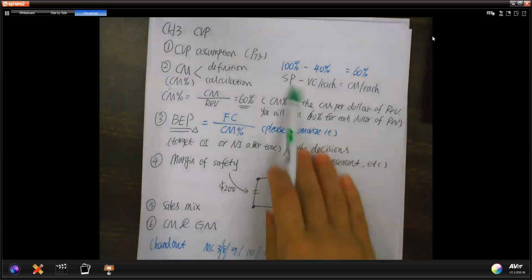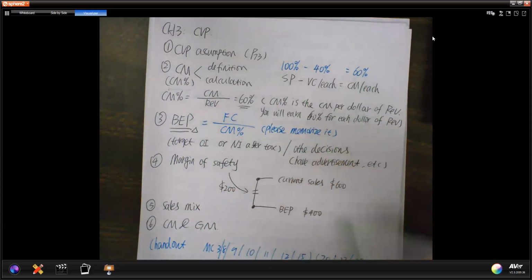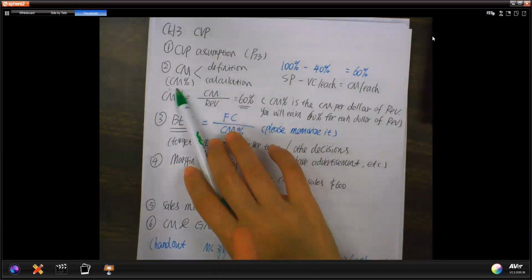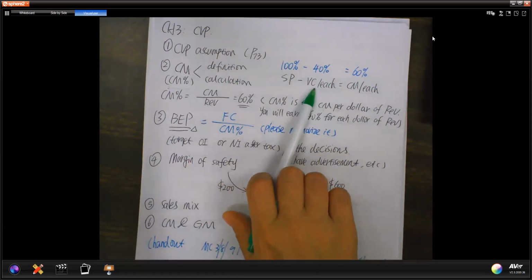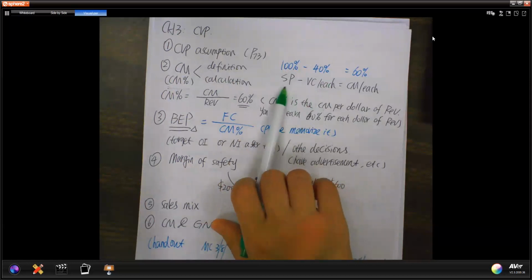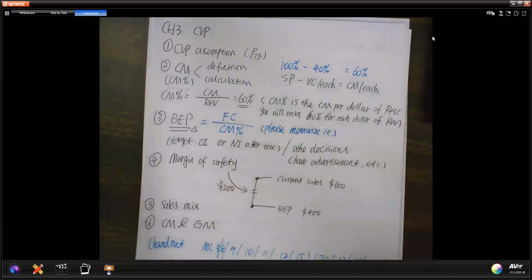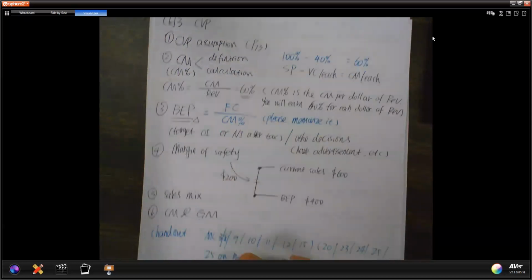Kind of just an explanation there. We said the tricky part is that contribution margin percentage plus your variable cost percentage is 1. So that means 100% minus 40% gives you 60%. Okay, and then what else?